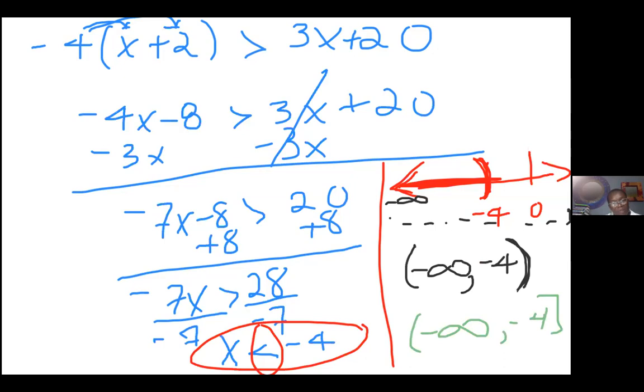There is a difference between a parenthesis and a bracket. A parenthesis shows that the boundary value is excluded. It cannot make the original problem true. However, the bracket shows it is included as part of the solution, as in it's a closed interval, so that it should make the original problem true. So if you want to not include the boundary value, you have to use a parenthesis. So be careful with this, guys.